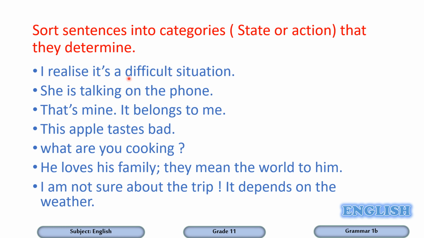I realize it's a difficult situation. She's talking on the phone. That's mine. It belongs to me. This apple tastes bad. What are you cooking? He loves his family. They mean the world to him. I'm not sure about the trip. It depends on the weather. I hope you start recognizing the difference between a state and actions through these examples. And to check your answers, we are going to watch a video related to this task.